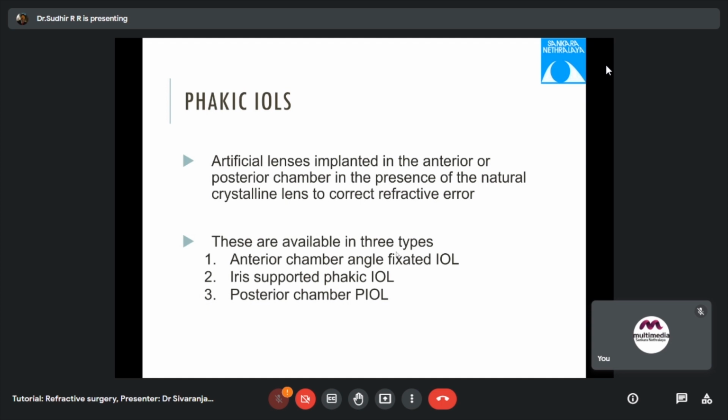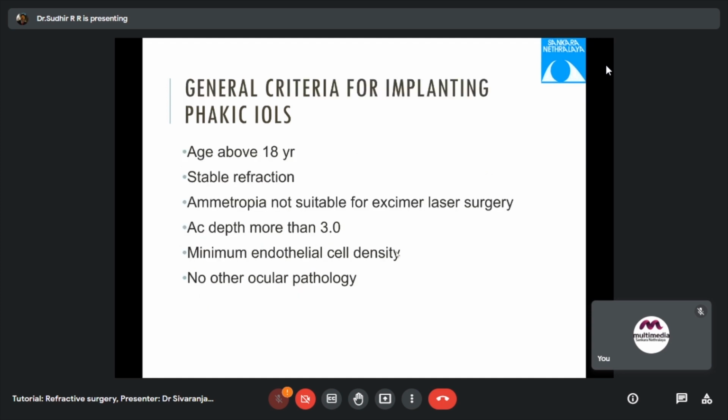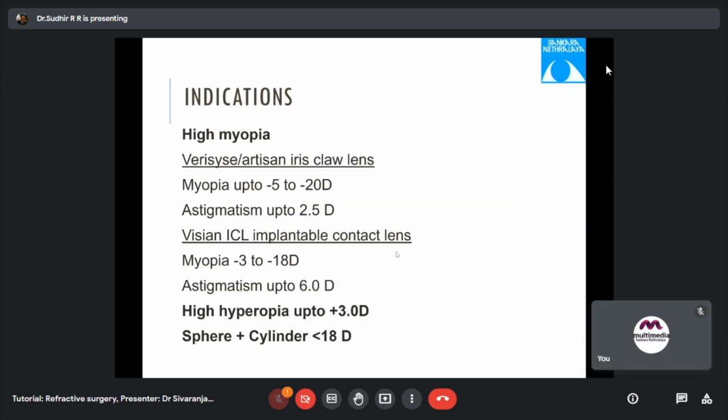chamber phakic IOL. Criteria for implanting phakic IOL include age should be more than 18 years, stable refraction for 1 year, ametropia not suitable for excimer laser surgery, and anterior chamber depth should be more than 3 mm. Minimum endothelial cell density should be there, and no other ocular pathology should be noticed. Indications for phakic IOL include the types of phakic IOLs are discussed.